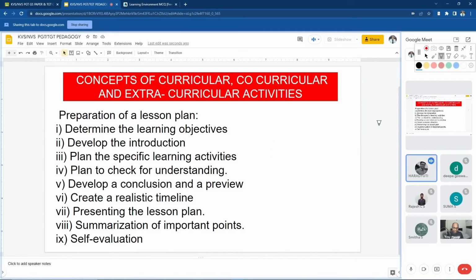You know how to teach and what to teach, but still you have to prepare a lesson plan. This is not good actually, sir. In KVS you are enforced, I know, sir.